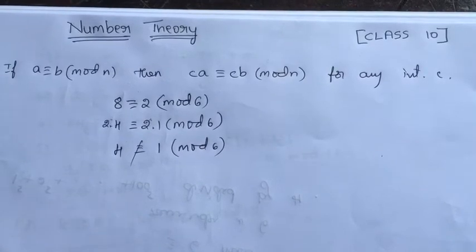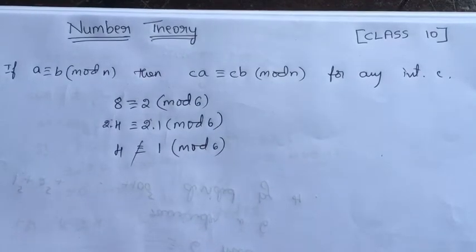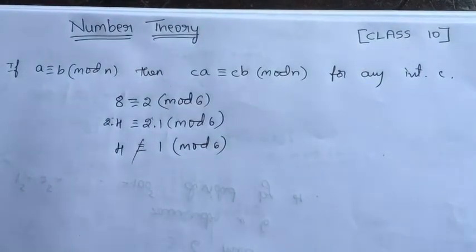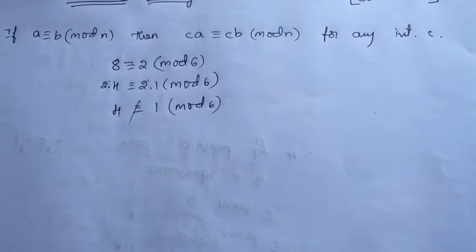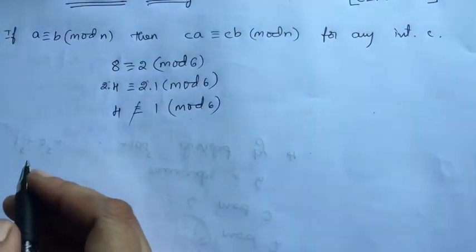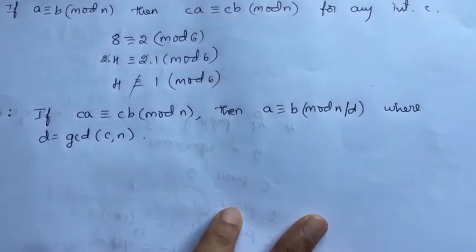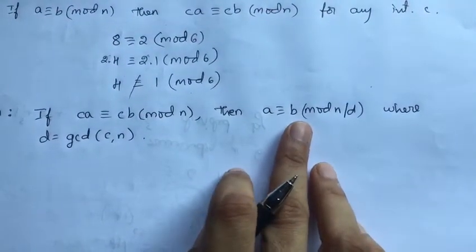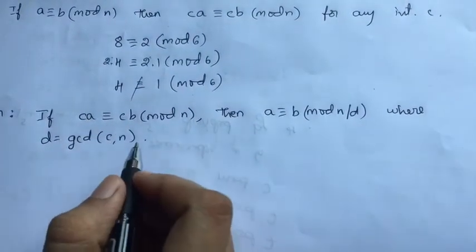With suitable precautions, cancellation can be allowed, and one important step is the following theorem. The theorem says if CA is congruent to CB mod n, then A is congruent to B mod n by d, where d is the GCD of C and n. So how to prove this? It is given CA is congruent to CB mod n.